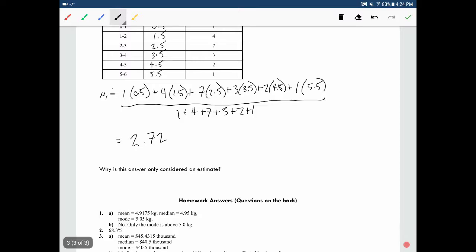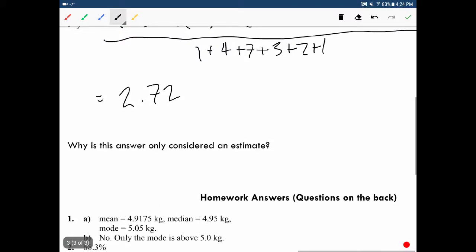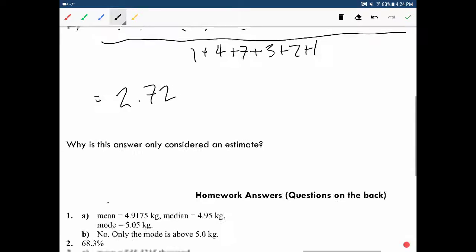So this is considered an estimate. The reason it's only an estimate is that we're treating it as if, when you said between 0 and 1, you watched 0.5. And that's not necessarily true. It could be that you watched 0.0001. Even if we look at the people from 2 to 3, if all 7 of those people were just barely over 2, then this isn't really all that accurate. So that's why it's only an estimate.